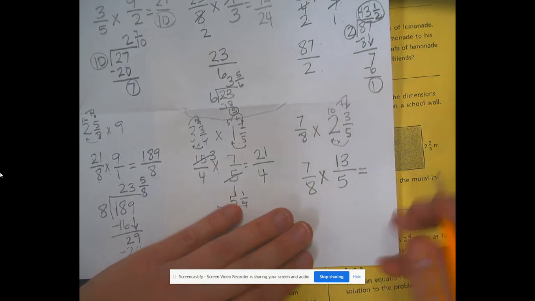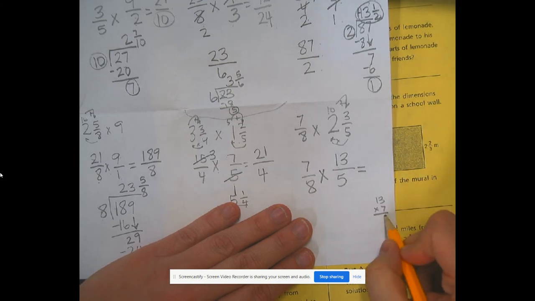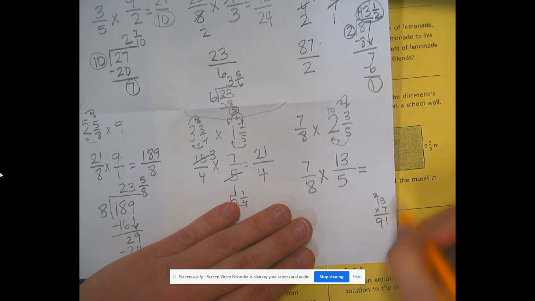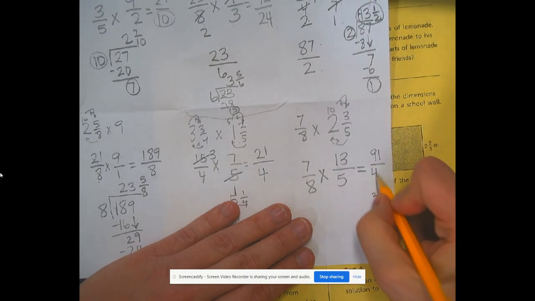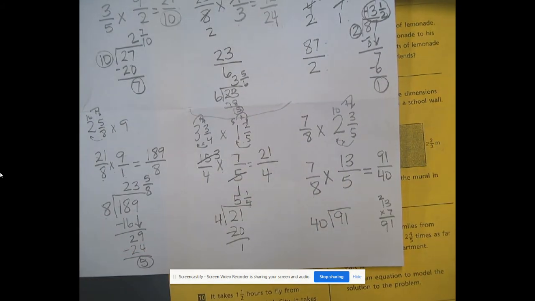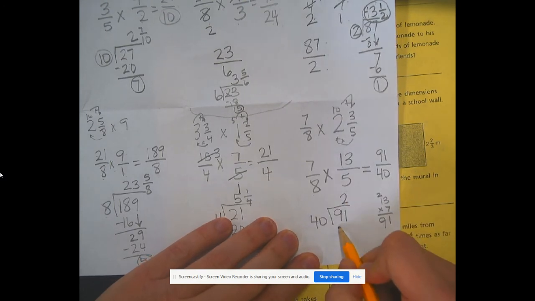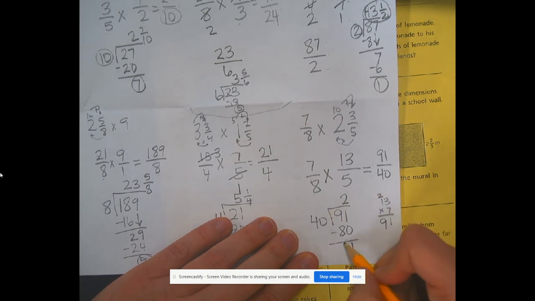Multiply straight across. Okay, 13 times 7. 7 times 3 is 21. Carry the 2. 7 times 1 plus 2. So we have 91. What? 8 times 5 is 40. Good. 91 divided by 40. 40 times what gives me the number close to 91? 2. 2 times 40 is 80. Subtract 1 minus 0 and 9 minus 1.